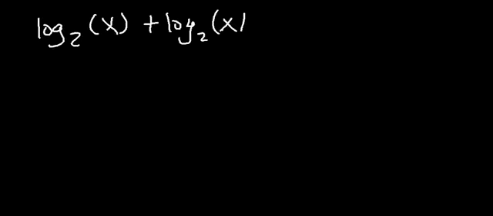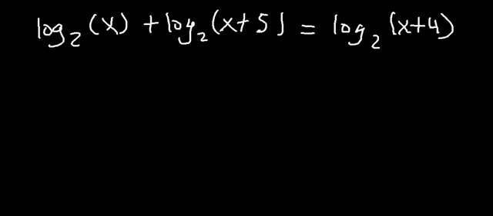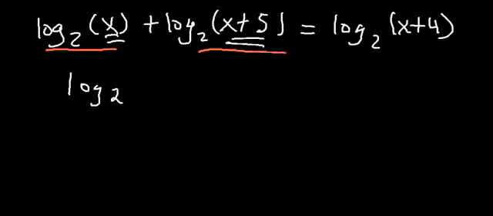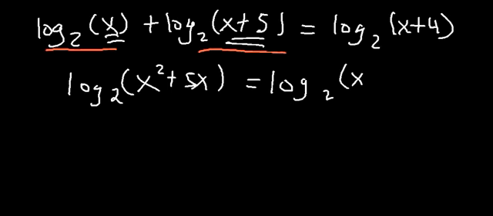So now let's try this example. Log base 2 of x plus log base 2 of x plus 5 is equal to log base 2 of x plus 4. So we have 3 logs. Let's combine this into a single log. Because they're separated by addition, we're going to combine them by multiplication. So we can distribute this x into the x plus 5. So it's x squared plus 5x. And that's equal to log base 2 of x plus 4.